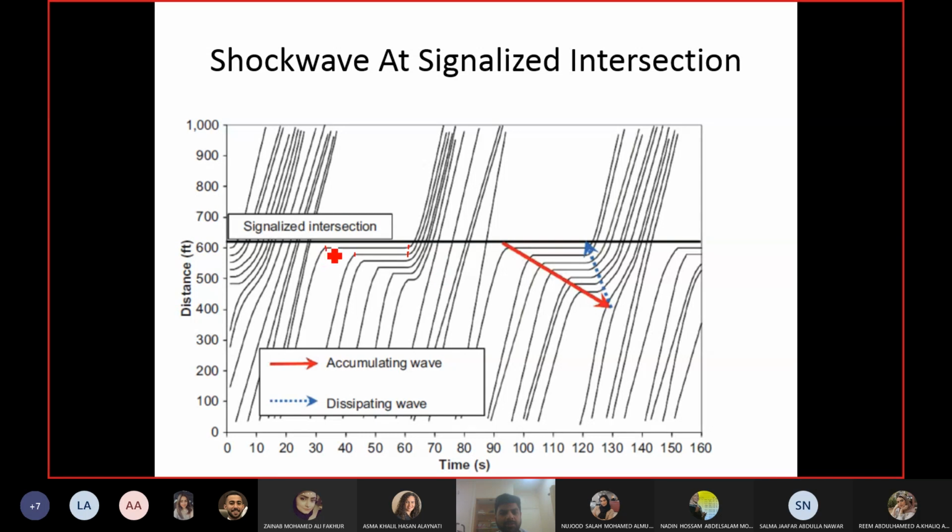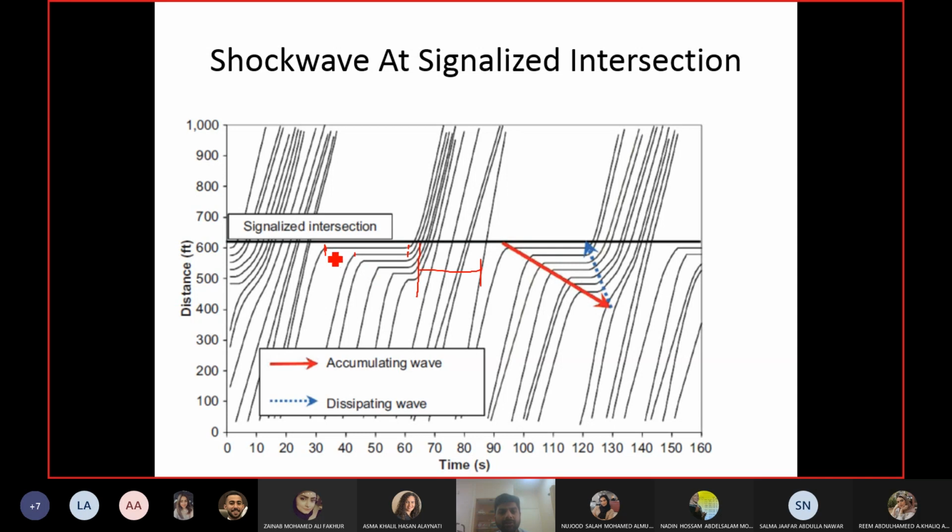Now you see here the vehicles which came from this time to this time had to stop. This is the time when the signal was red. And the vehicles which came from this time to this time didn't stop. This is the time when the signal was green.